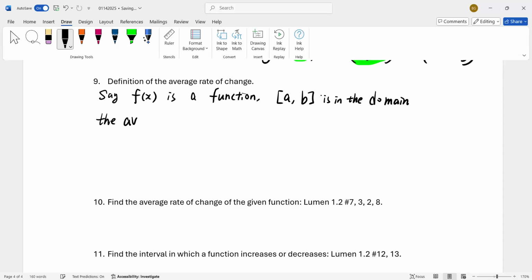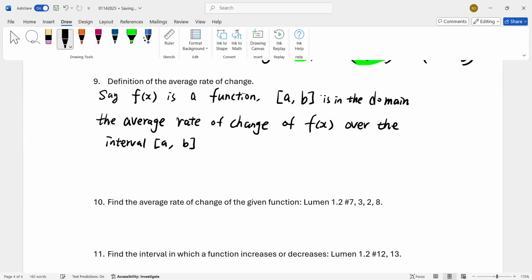We define the average rate of change of a function f of x over the interval AB is defined as f of b minus f of a all over b minus a. This is the formula for the average rate of change. Average rate of change.